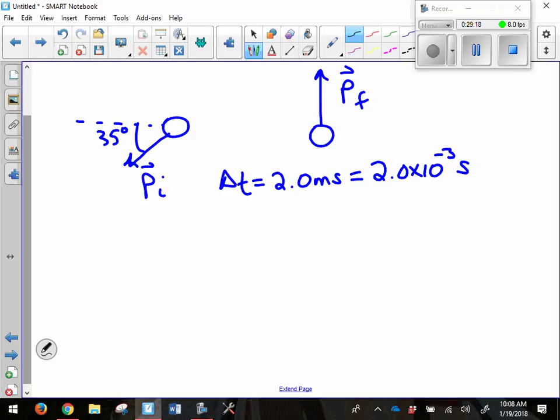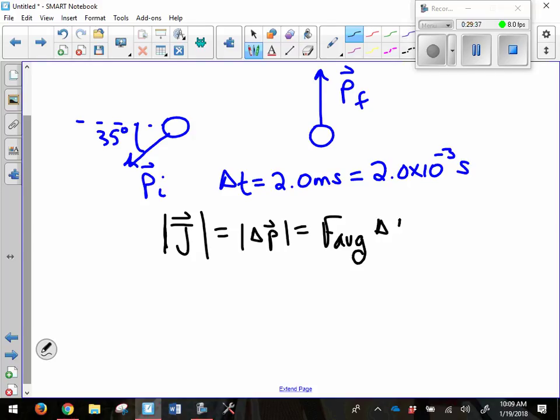And like we've talked about, if it's asking you to find the magnitude of the average force, then we're going to have to use impulse momentum. So remember that the magnitude of J will be equal to the magnitude of the change in momentum, which will be equal to the magnitude of F average times delta T. So I have delta T.